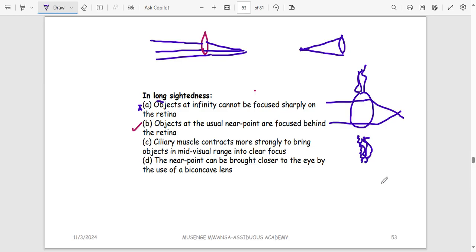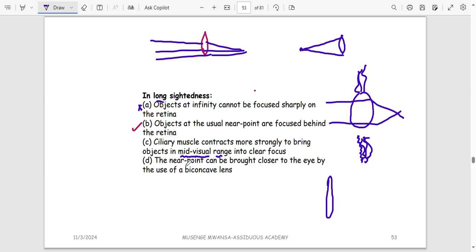Because if the ciliary muscle relaxes, the zonular fibers are going to contract and pull the lens, and then it is going to become very thin. It will be much longer. And when it is thin, it cannot bend light all the more. But this option is saying ciliary muscle contracts more strongly to bring objects in mid visual range into clear focus. Then we'll ask a doctor who understands that English properly to explain.